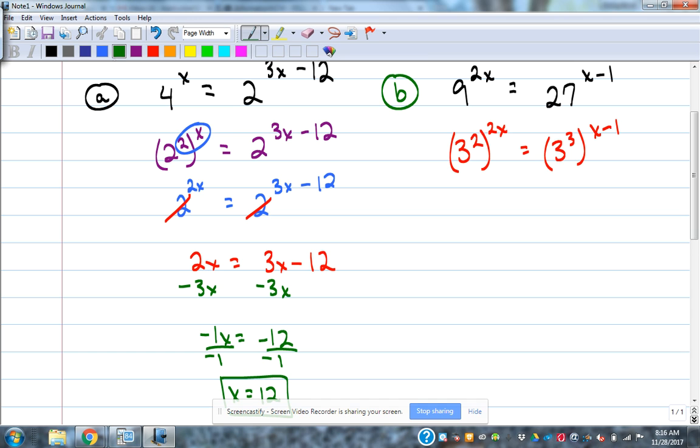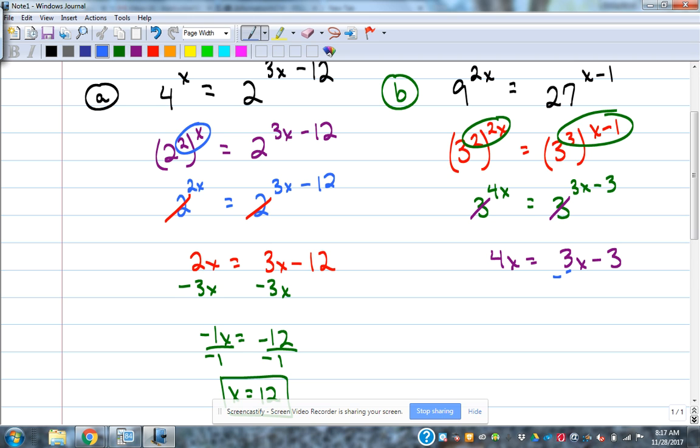And then what's the exponent rule here and here? Multiply them. So that's going to be 3 to the 4x. And then that's 3 as the exponent times x minus 1. So that's actually 3 to the 3x minus 3, like distributive property. And now the bases are the same. They go away. And we got a pretty easy equation to solve there. One step. X is negative 3.